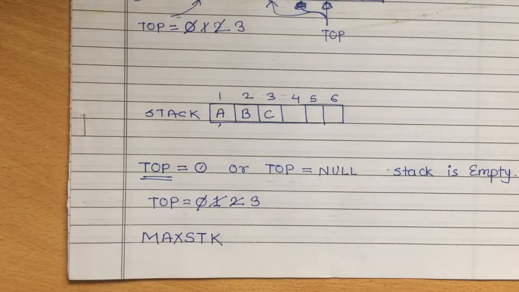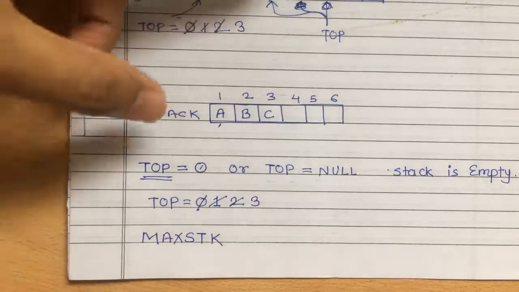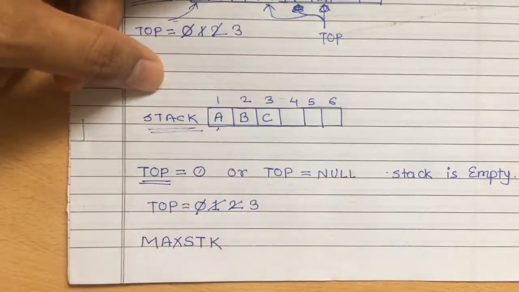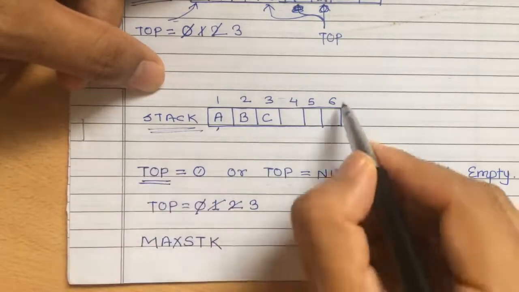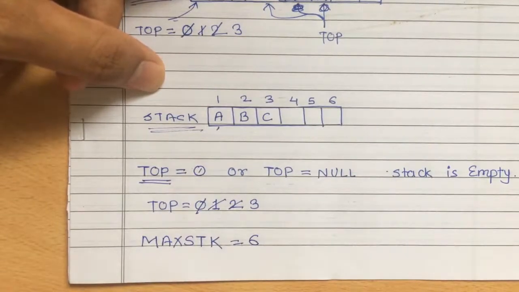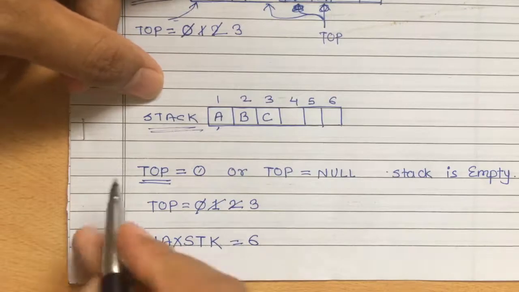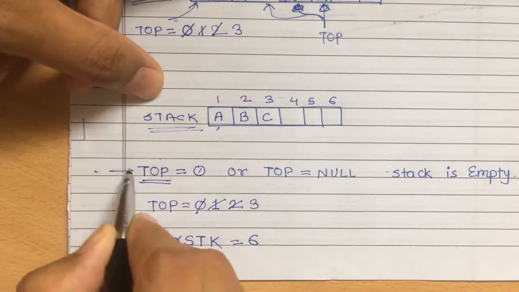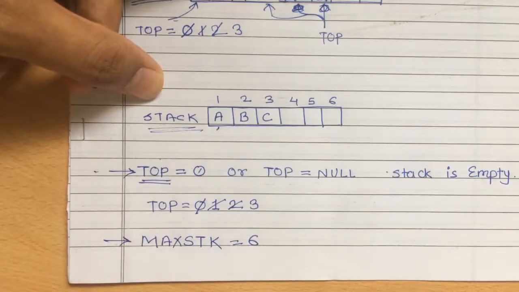So what does this max stack represent? It represents the maximum number of elements that can be held by the stack. In this case, how many maximum elements will this stack hold? It will hold a maximum of 6 elements. So the max stack is 6. Basically, in this case we have to remember two terms: the first is top and the second is max stack.